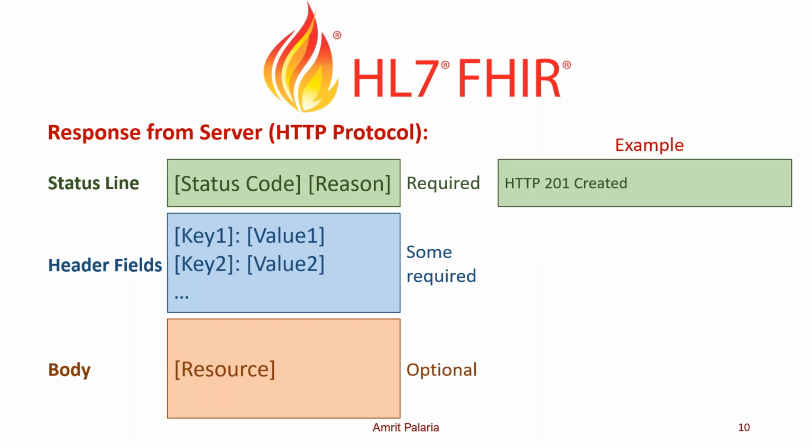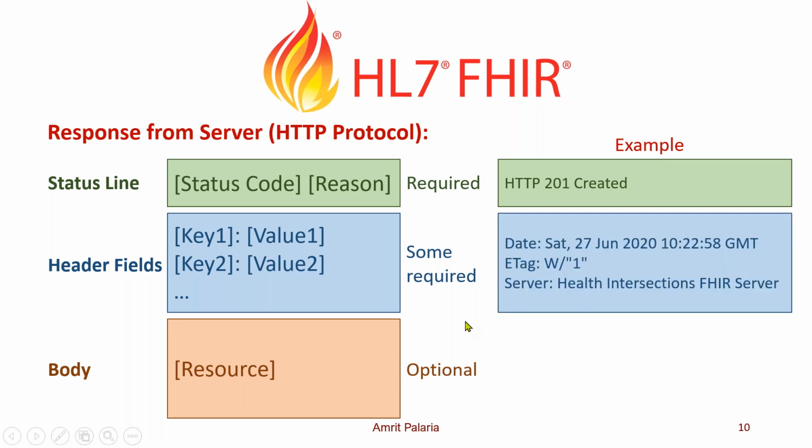So again, let's take a look at this example. We posted last time, and let's say in our request we had said, let's create this resource. And in response, the server says, yes, I was able to create it. So it's saying 201 is the code, and the reason for that code is created. And you will also get some header fields. For example, it will tell you what date the operation happened. There's a thing called etag, which is basically a version of your resource. And it might give you server. There are several others. In this example, we're just looking at 3, but there are several other header fields that your server can respond with.